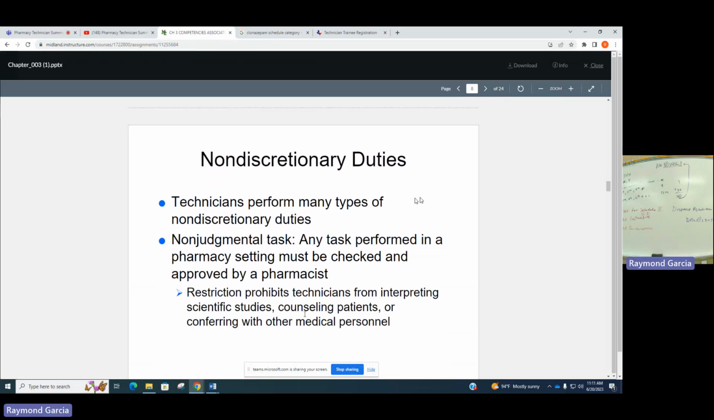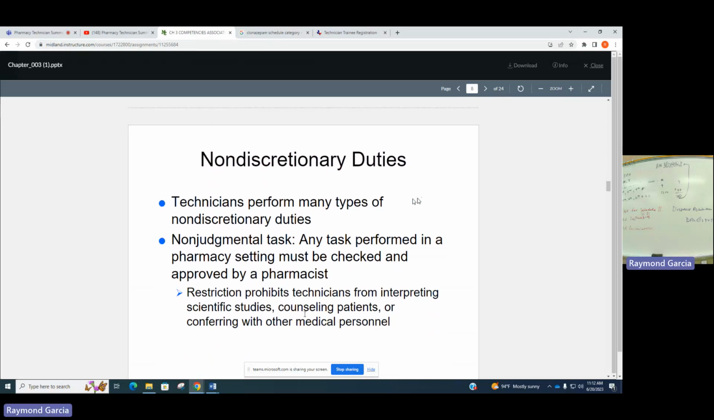So on page 61, talking about non-discretionary duties. Technicians perform many non-discretionary duties in the pharmacy setting. These are tasks that do not require professional judgment. Examples include repackaging medications, managing inventory, filling automated dispensing machines, and billing. All of these tasks are clearly defined and should be easy to follow. This does not mean that anyone can do the job.